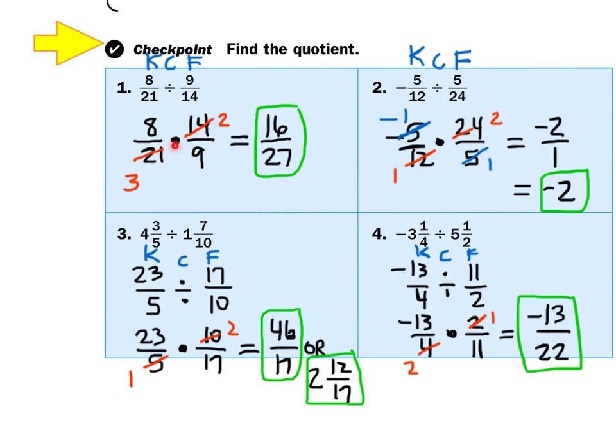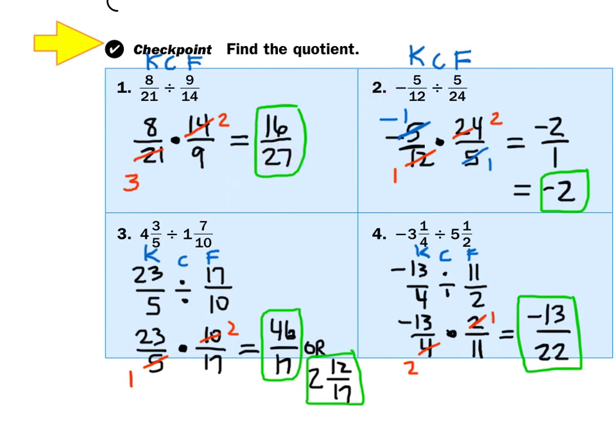And now look across. See the 21 and the 14? They have a greatest common factor of 7. So let's divide by 7. So grab your red, cross the 21 out. 21 divided by 7 gives you 3. And then cross the 14 out. 14 divided by 7 leaves you 2. And now multiply straight across. 8 times 2 gives you 16 in the numerator. 3 times 9 gives you 27 in the denominator.